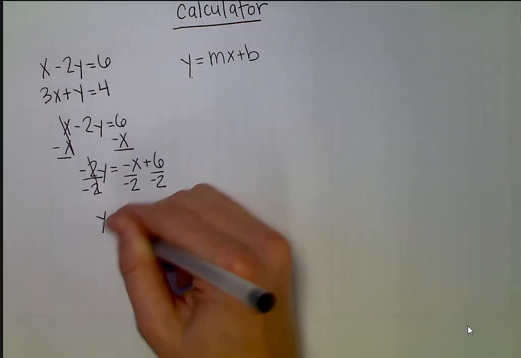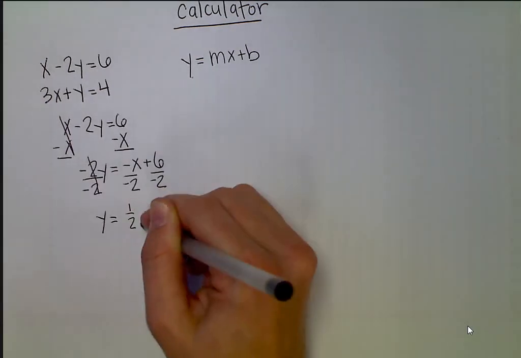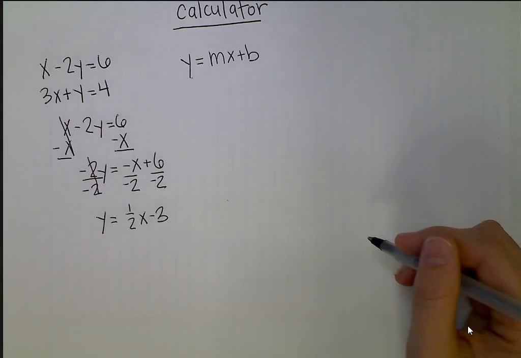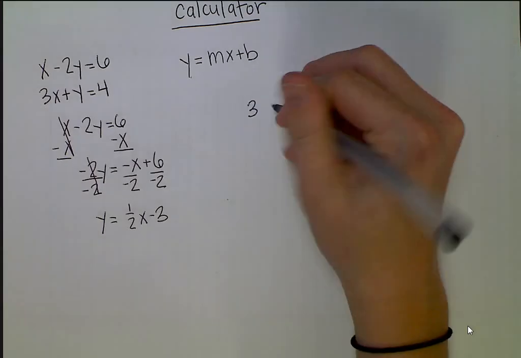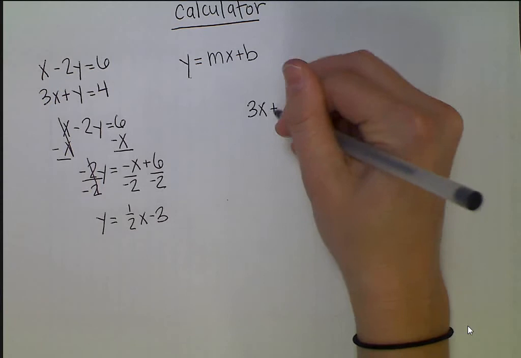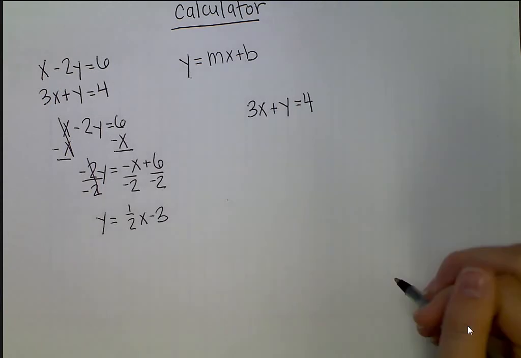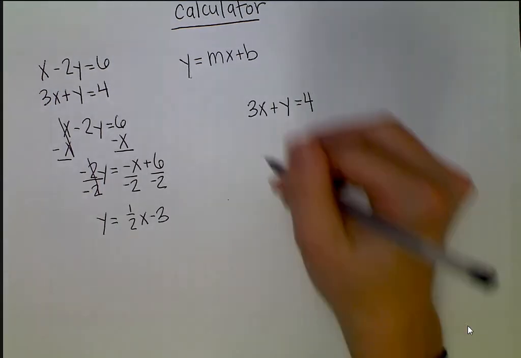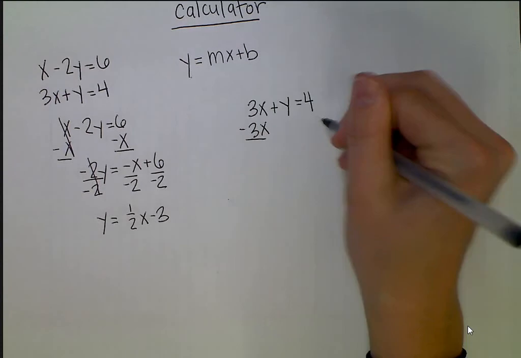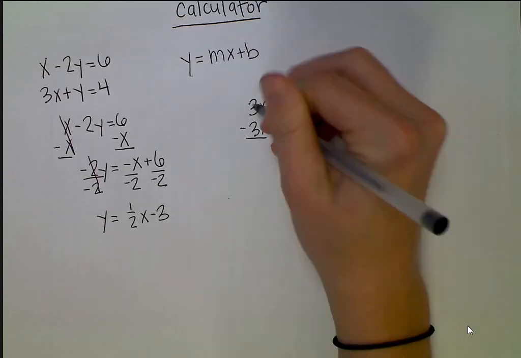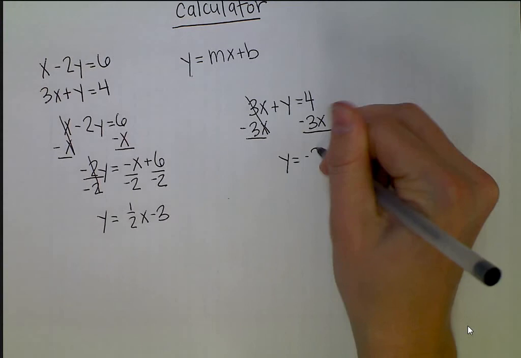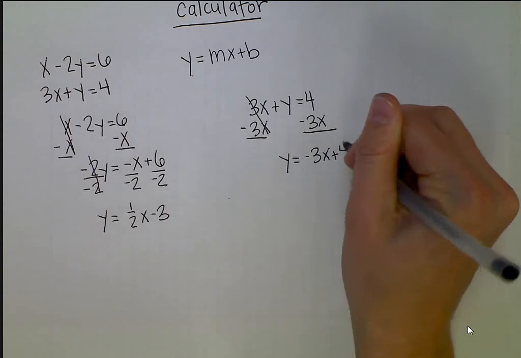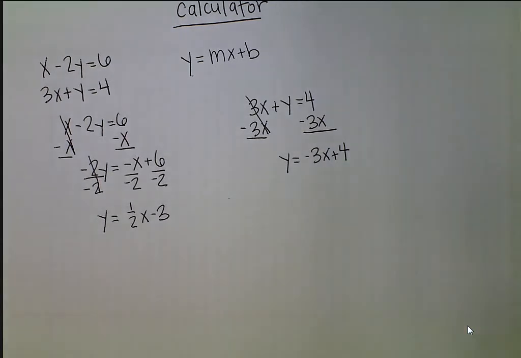Let's do the same for our second equation. 3x plus y equals 4. Solve for y. Subtract 3x from both sides. And we have our equation in slope-intercept form. Y equals negative 3x plus 4. Let's get out our calculators.